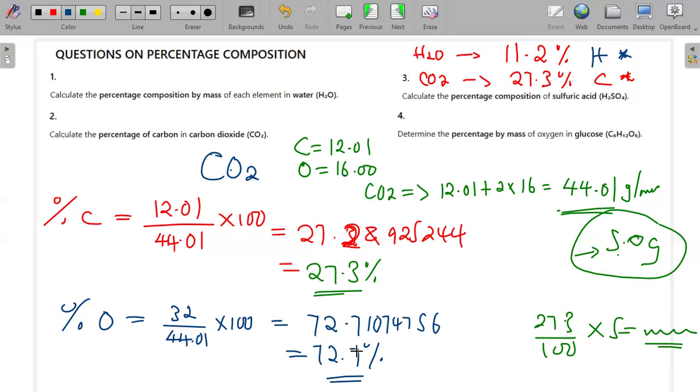27.3%. The one which is important is the one for the carbon. We can forget the one for the oxygen. All right, so that's how we find the percentage composition.